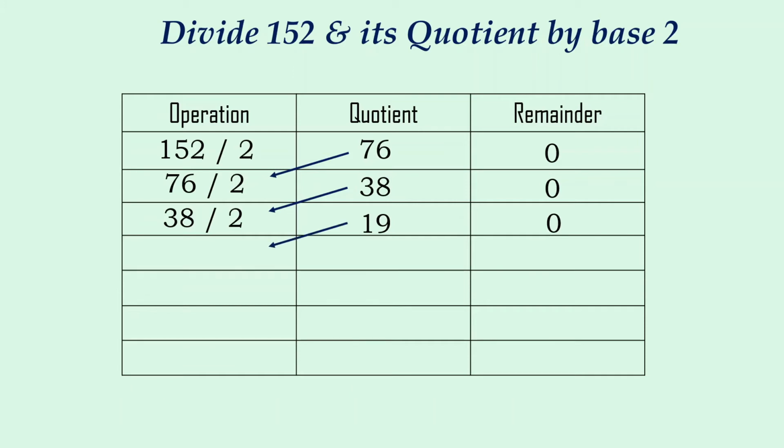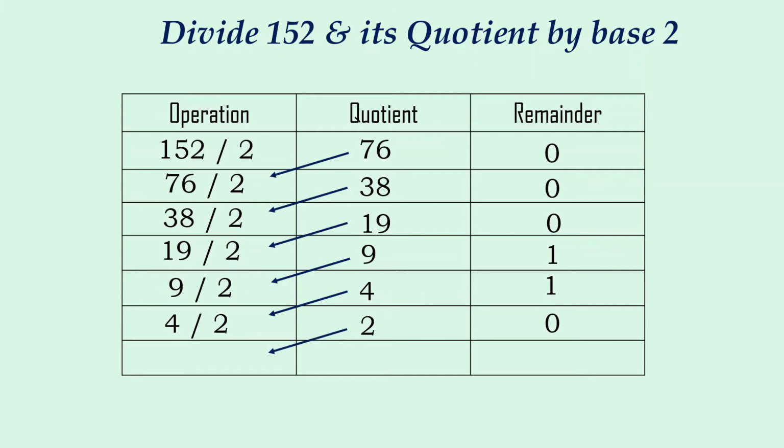You have to perform this step until you get a number which is less than 2. So 19, again we will divide it by 2. We will get quotient 9, remainder 1. Then 9 divided by 2, quotient 4, remainder 1. Then 4 divided by 2, quotient 2, remainder 0. And 2 divided by 2 is 1, remainder 0. As you can see, 1 is smaller than 2. We cannot perform division further, so we will stop over here.